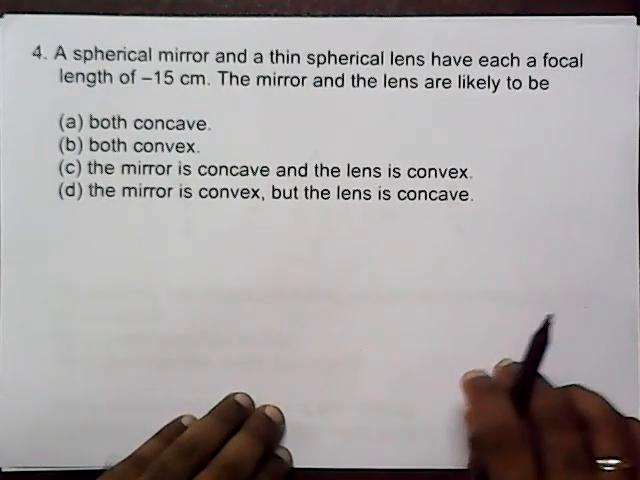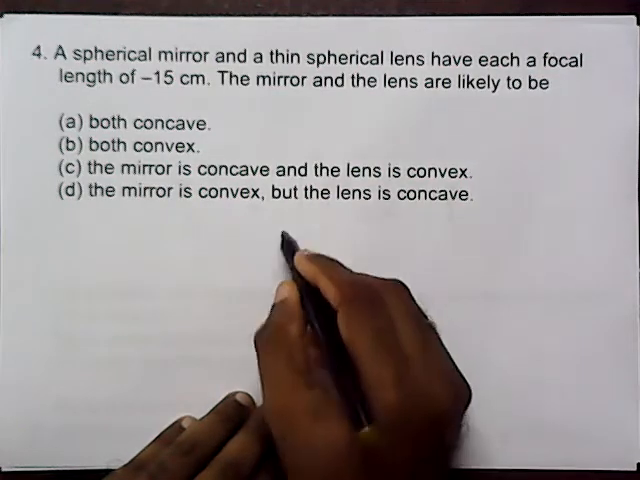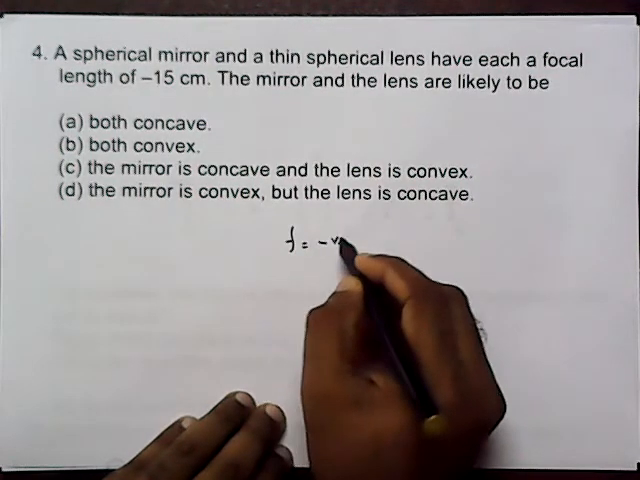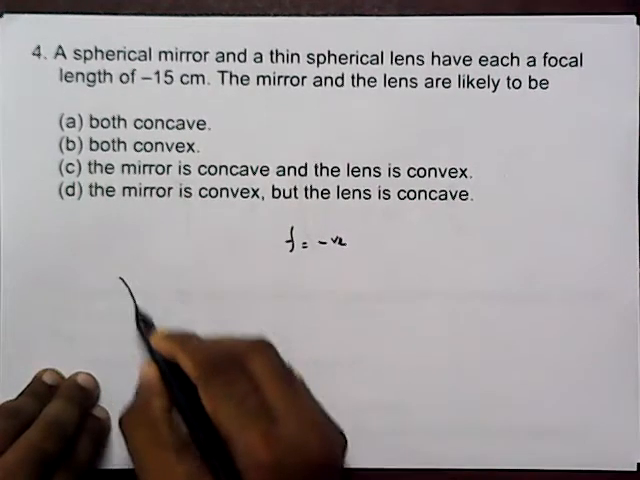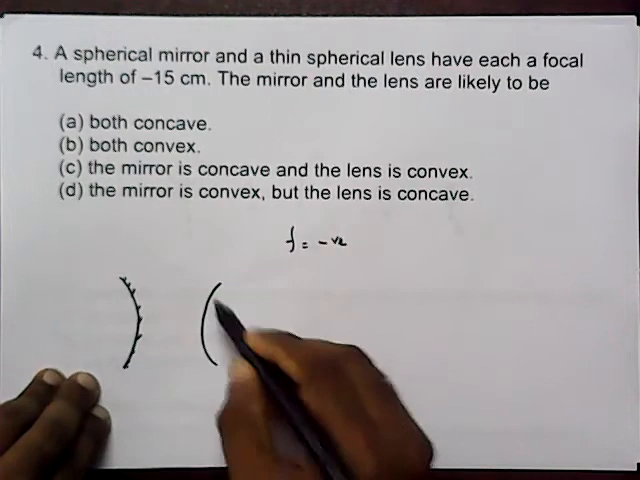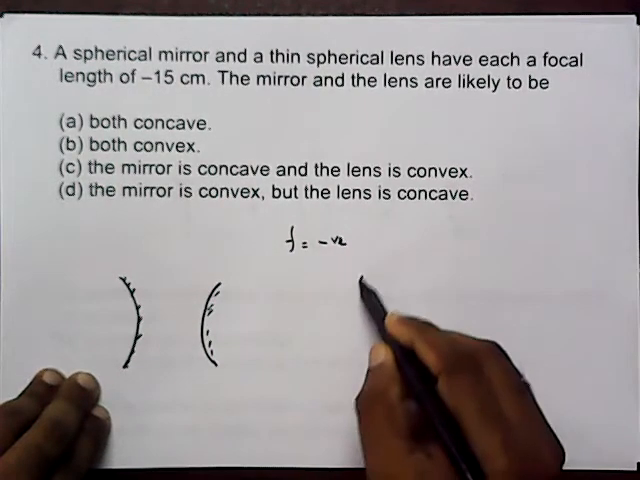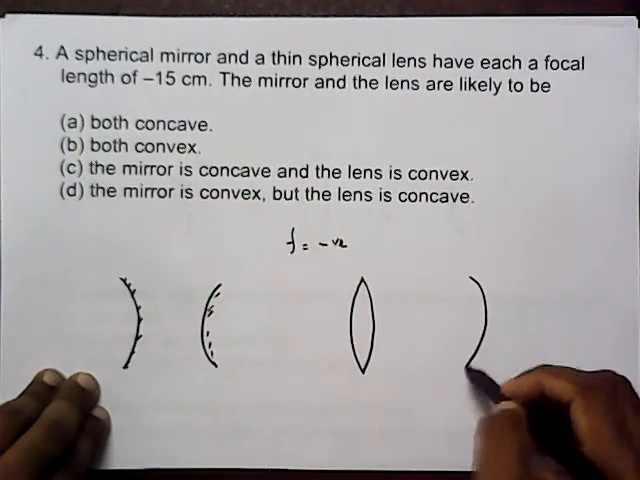Number 4. A spherical mirror and a thin spherical lens have each a focal length of minus 15 centimeter. The mirror and the lens are likely to be. So here the focal length is negative. Which are the cases we have to discuss? In the previous classes we know what I mean by the concave mirror, what I mean by a convex mirror, a convex lens, a concave lens.